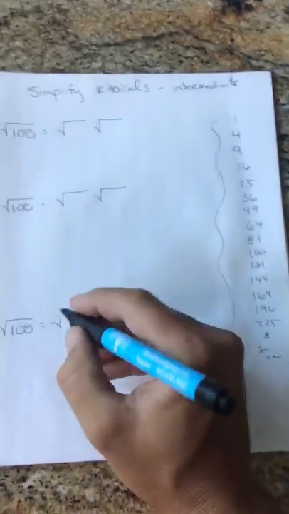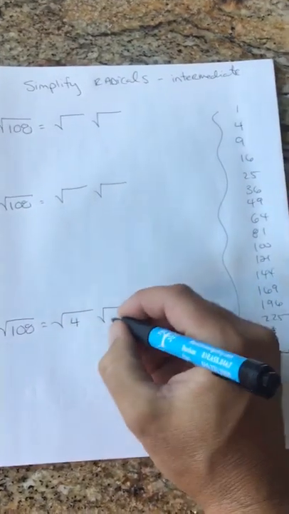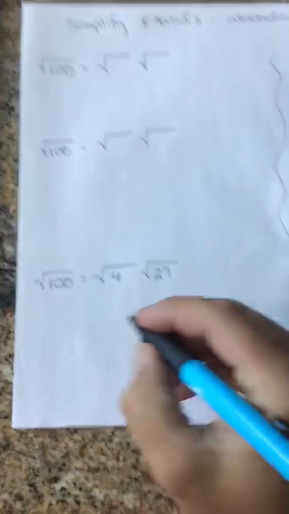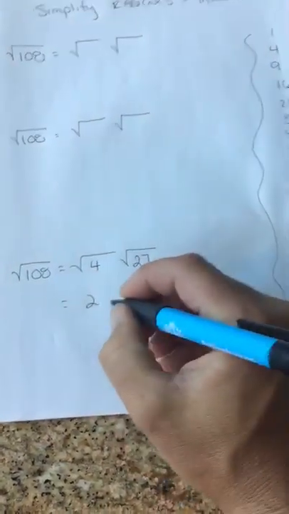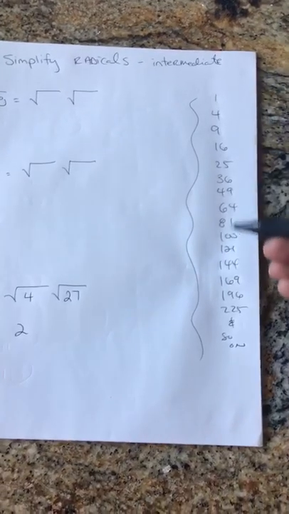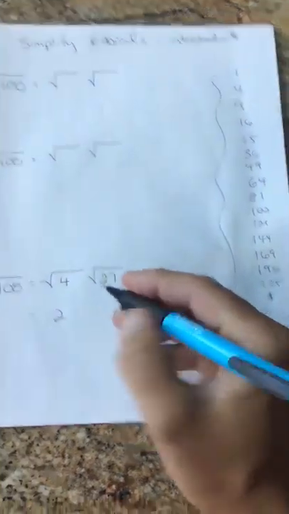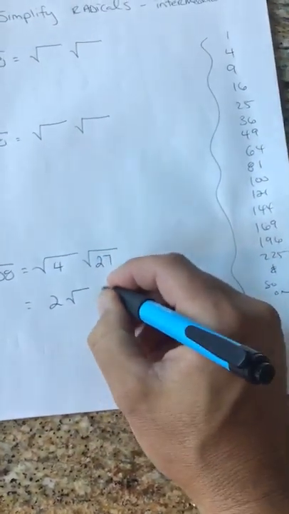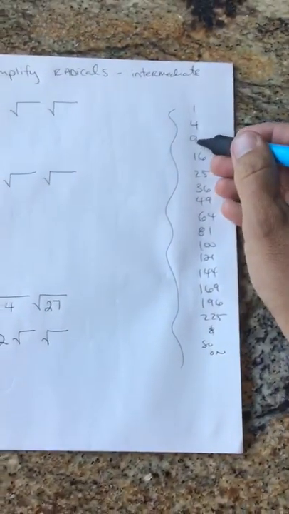One way to do this is to know that 4 goes in here. 4 goes in here 27 times. So some students will say, look, I found my perfect square. The square root of 4 is 2, and the square root of 27 is not a nice number because 27 is not on our list. However, the square root of 27 can be broken up again because 9 goes into 27.